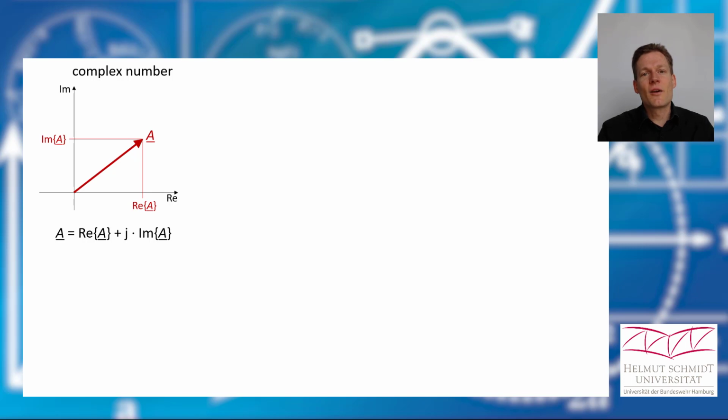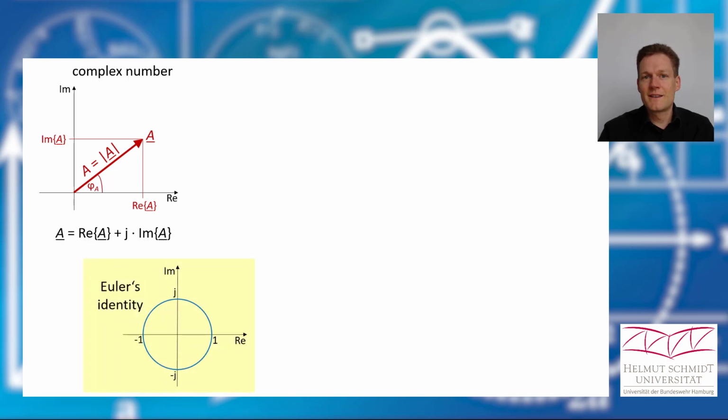Okay, but there's another way to describe a complex number. I could also describe it by its absolute value, and the absolute value is the distance from the center point of my complex plane to the point where the complex number is. And so a complex number has an absolute value and a phase angle. And then there is the so-called Euler's identity.